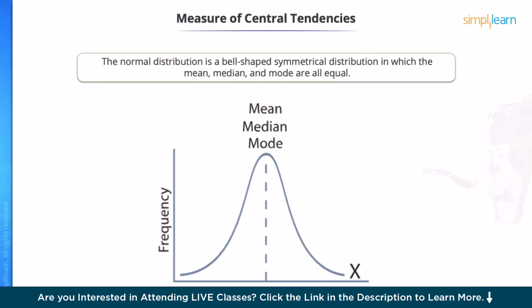The normal distribution is a bell-shaped, symmetrical distribution in which mean, median, and mode all are equal. The curve over here shows the bell-shaped curve or the normal distribution of variable x. The point over here that is x1 is the point which represents the mean, median, and mode of this distribution.